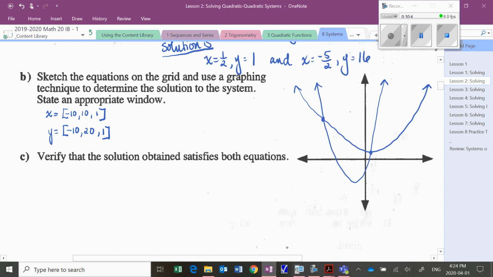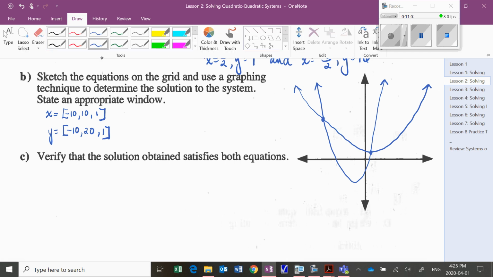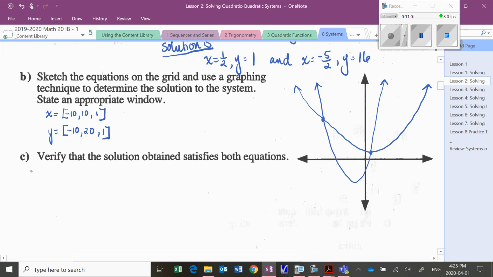Excellent. So the verification we're looking for is an algebraic verification. With this, we need to verify that both solutions work for both equations, and therefore that will take 4 verifications. So 4 left side, right side checks essentially. So we're going to verify x equals 1/2 and y equals 1 first in the first equation.